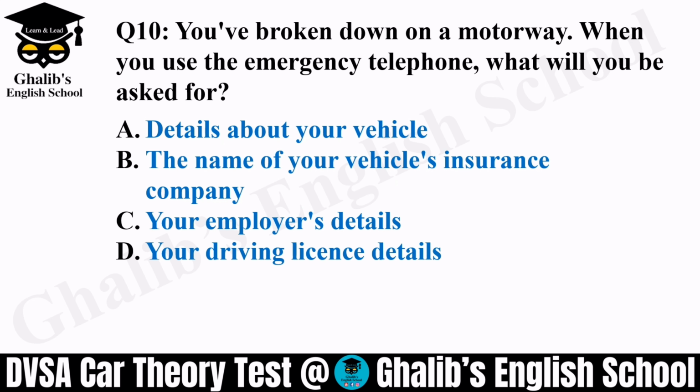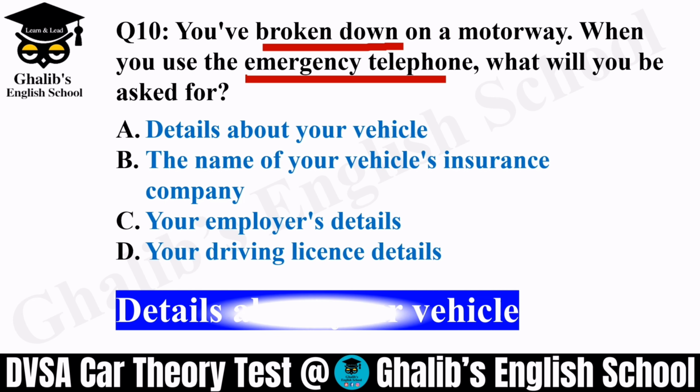Question 10. You have broken down on a motorway. Your car breaks down on a motorway. When you use the emergency telephone, what will you be asked for? It means what the operators who receive your call are going to ask you about. Details about your vehicle, the name of your vehicle insurance company, your employer's details, your driving license details. The correct option is details about your vehicle.